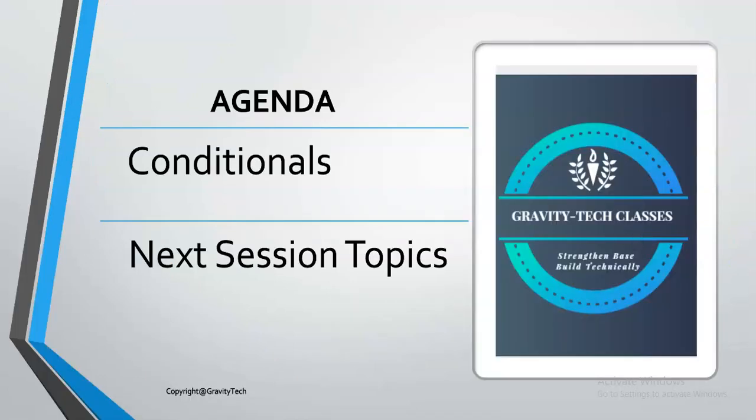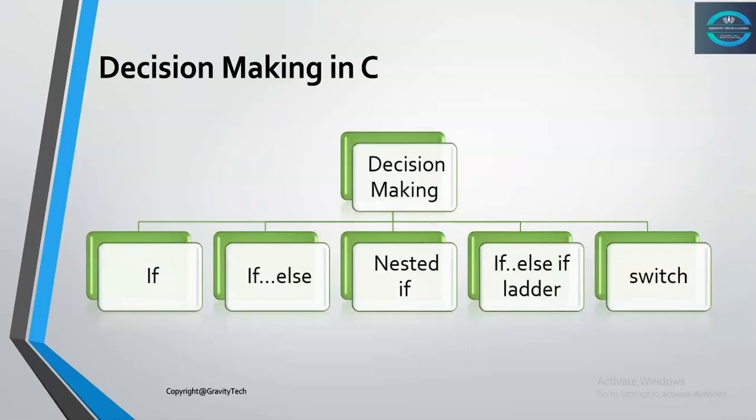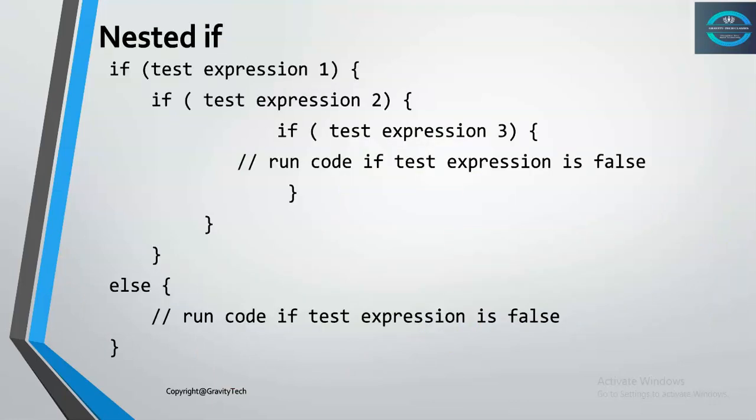In today's video, we'll cover the next part of the conditionals. As we saw in the last video, C conditional statements are actually categorized into 5 different types: if else, nested if, else if ladder, and switch. In this video we are going to cover the first 4, and then the switch will be covered in the next video.